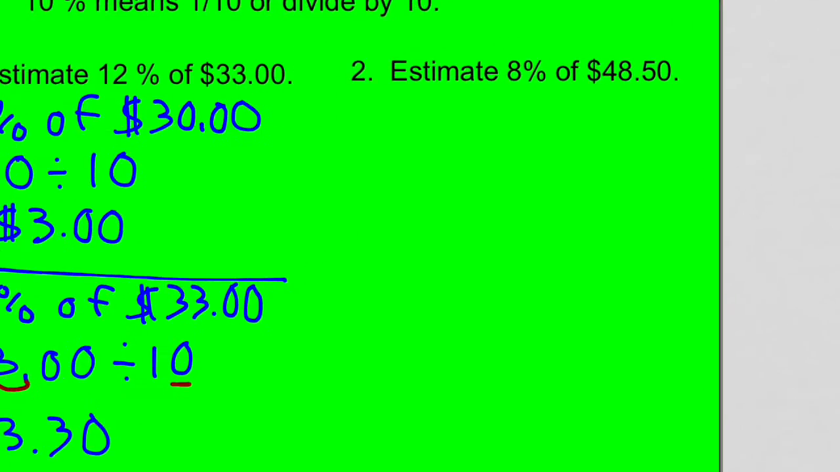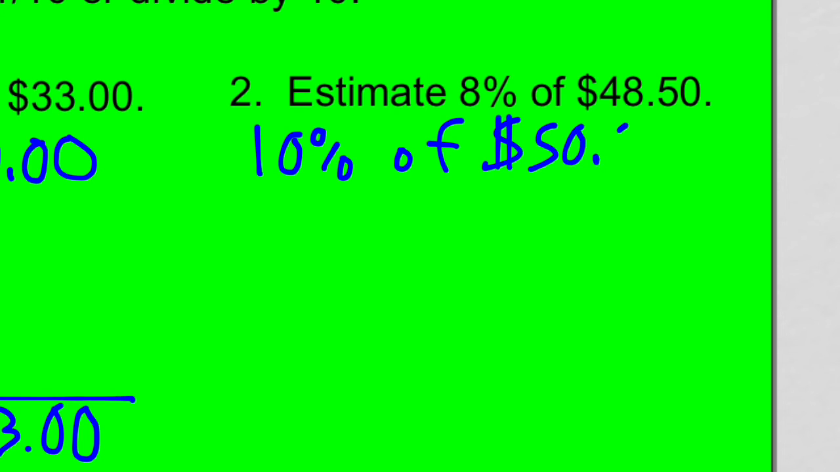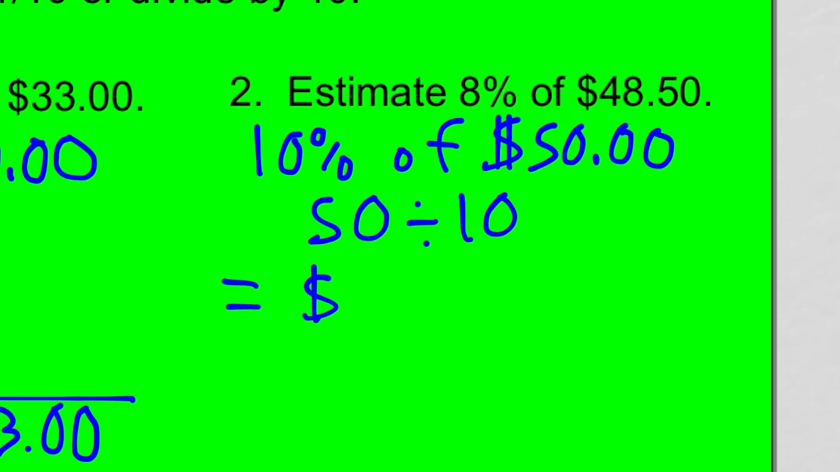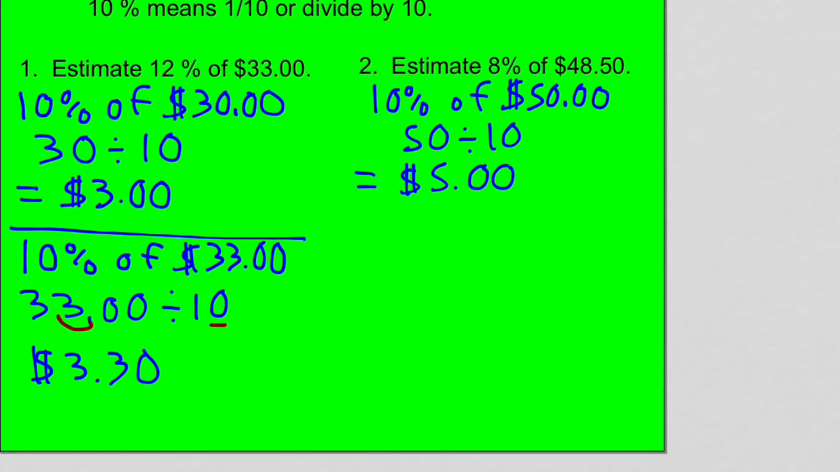Okay, we'll do another one here. Estimating 8% of $48.50. Well, you might do 10% of $50. Keep it simple. And that means 50 divided by 10. And that means your estimate is approximately $5. Okay, that's one way you could do it.